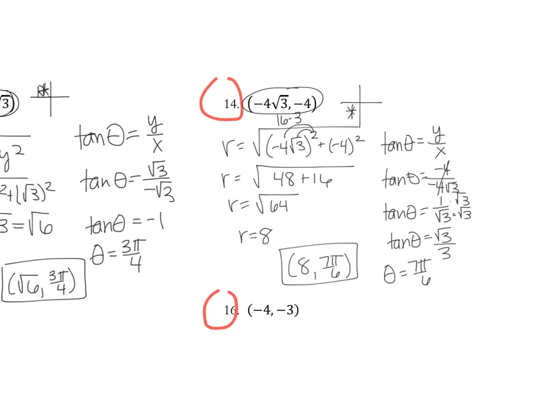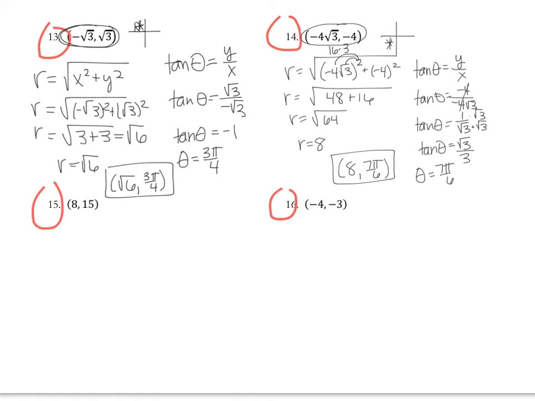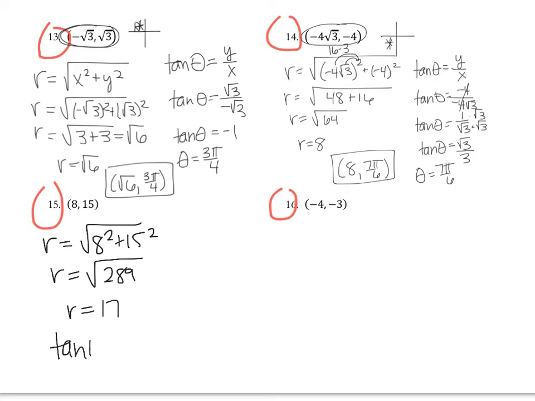So let's look at these bottom ones. These bottom ones you've got to use your calculator for. So r hopefully was easy on the bottom ones because they're actually perfect square numbers. So this ends up being the square root of 289, and you get r is equal to 17. But to find theta, you've got to make sure you're doing this in the right order. Again, you have to do y over x, so it'd be 15 over 8.